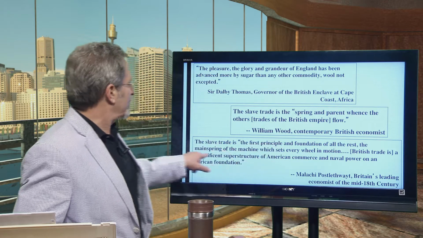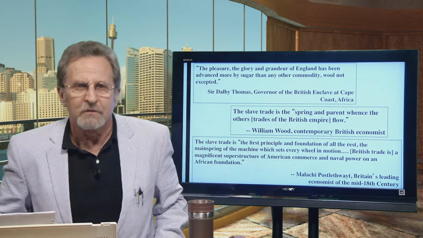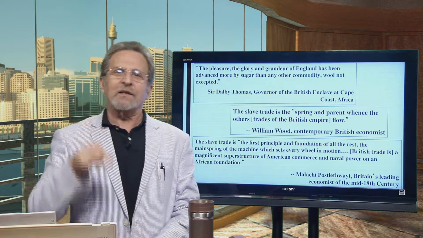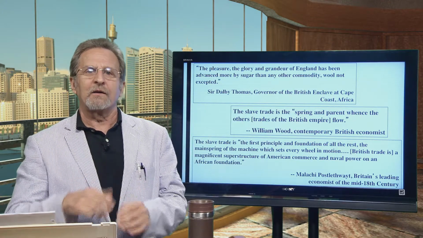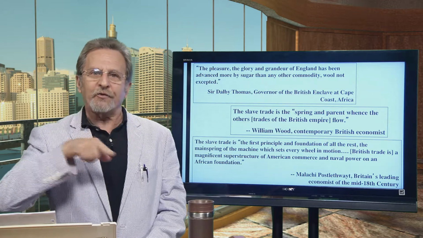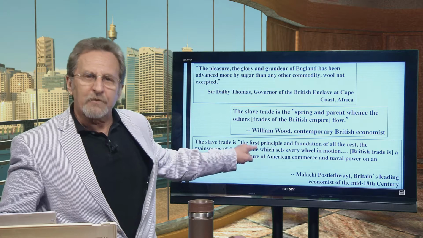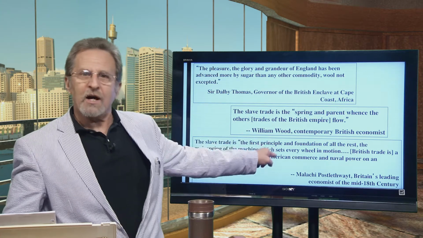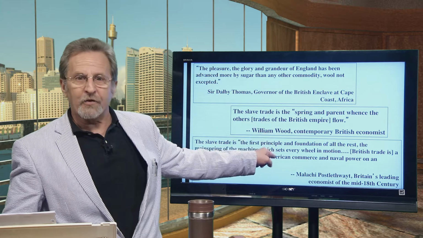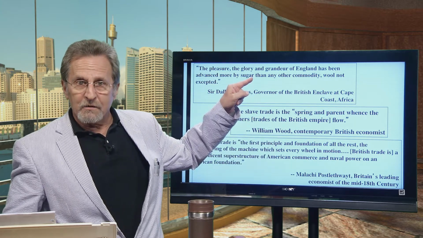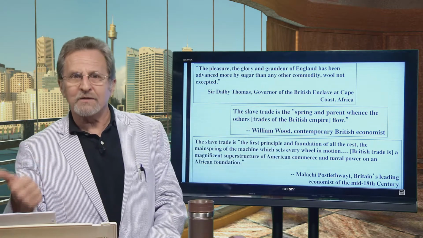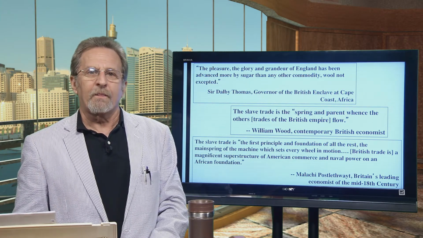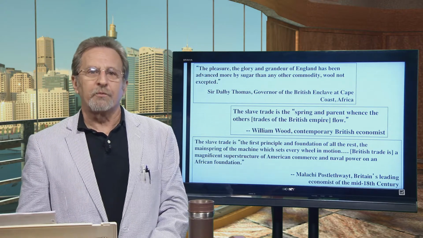The first principle and foundation of all the rest, the mainspring of the machine. You ever see one of those old-fashioned watches, the kind that you used to wind up? There's a mainspring in that watch. And you wind up the mainspring, and the mainspring is what gets everything else going. The mainspring of the British economy, the slave trade, slavery. The foundation of British wealth as the greatest wealth of the 18th, 19th, and early 20th centuries, the slave trade and slavery. Africa has built the British Empire.